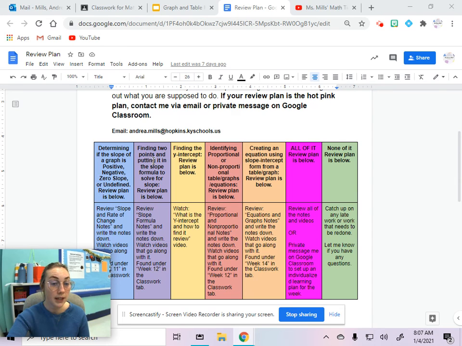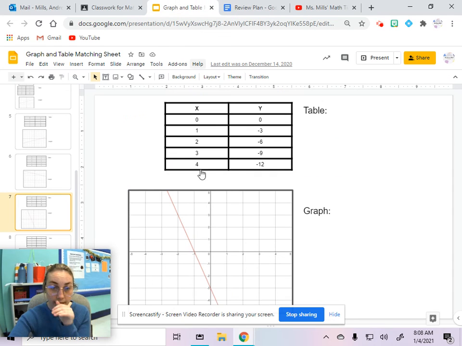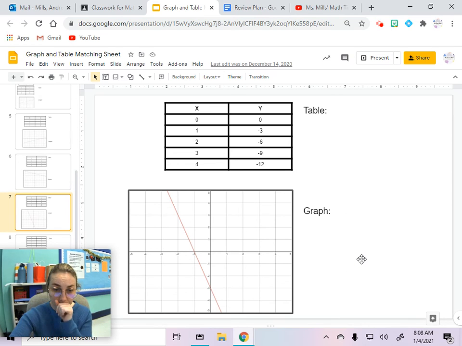So if you have trouble finding slope, go back and watch the purple or do the purple plan. If you need to find the y-intercept, go do the yellow plan. But let's go ahead and do both of those. So here is your homework from before we went on Christmas break, and it was all about finding the equations based off a graph or a table, okay?